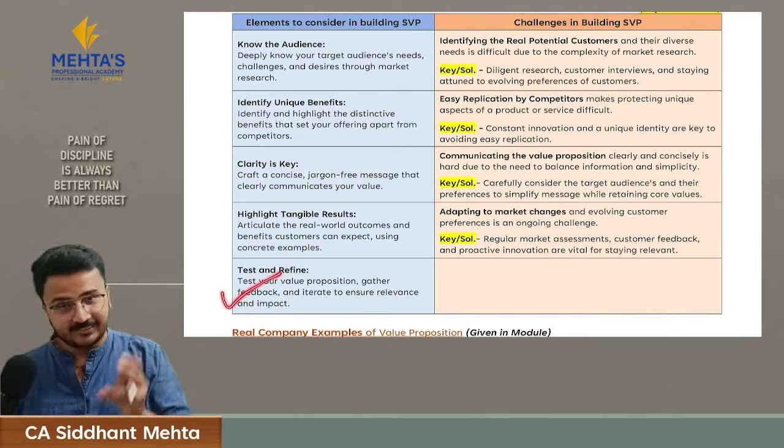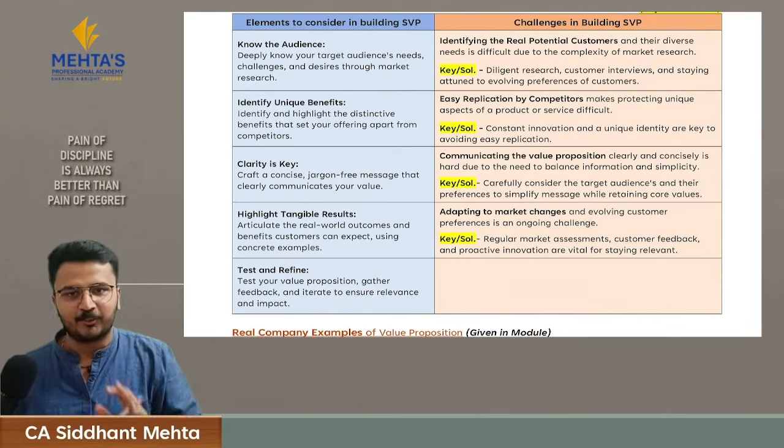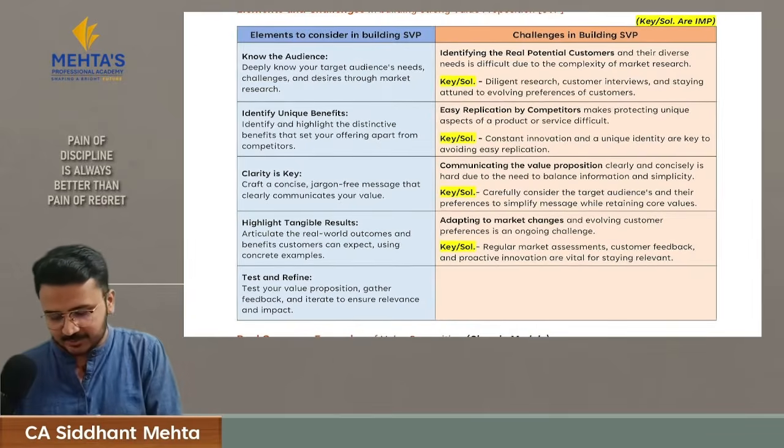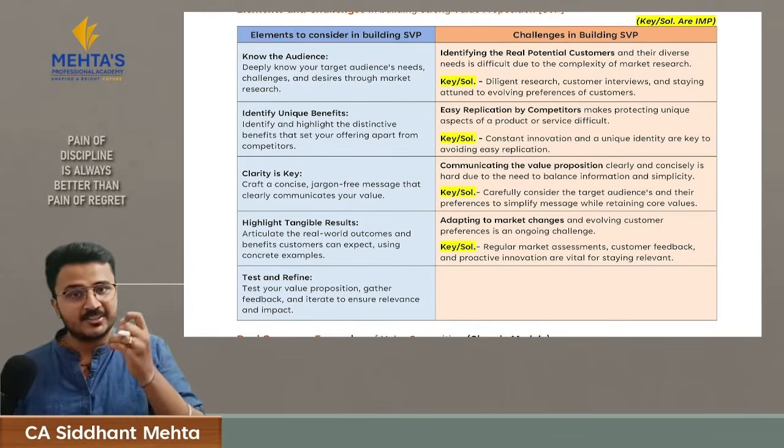And then test it. See whether it is actually being provided in 5 minutes, and only after that launch it. So these are the elements which will make your value proposition a strong value proposition.